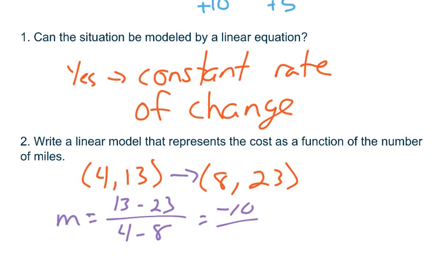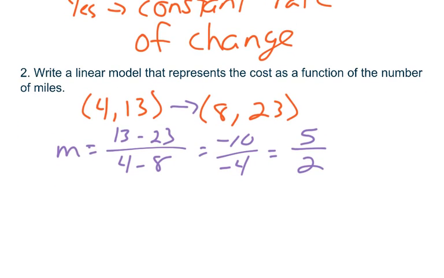13 minus 23 is negative 10. 4 minus 8 is negative 4. Negative over negative cancels out. They're both positives. And then 10 over 4 simplifies down into 5 over 2. So I have a slope of 5 halves, 5 over 2. So once I have my slope, then I need to find my y-intercept. I can go back to red here. So I'll use 4, 13 just because they're smaller.